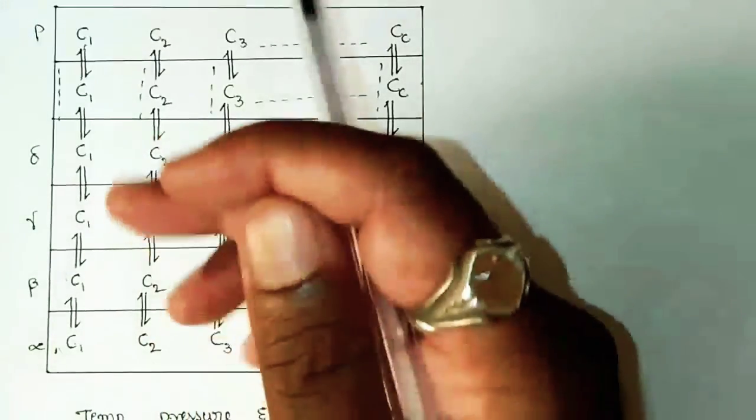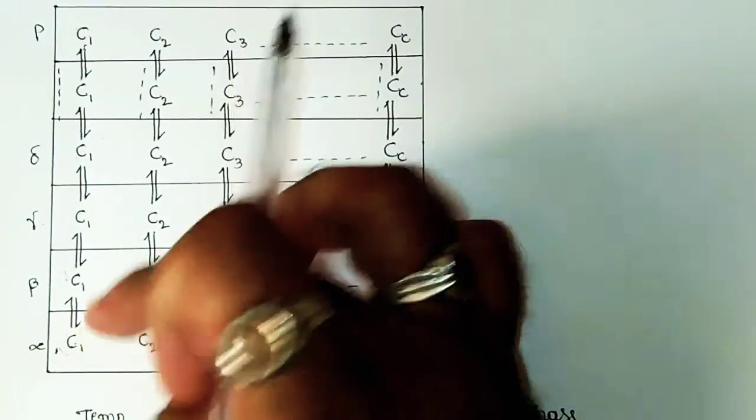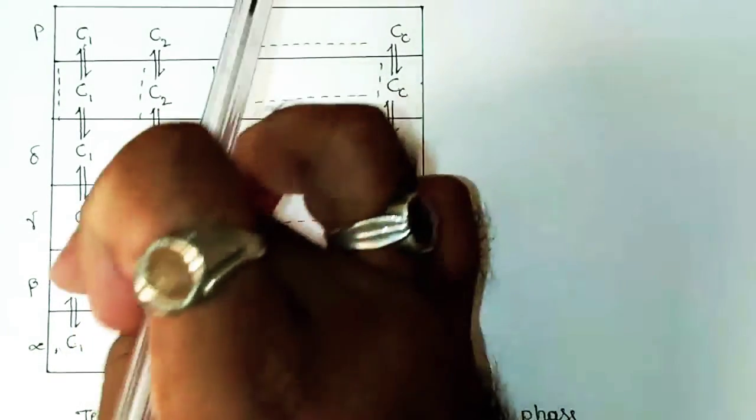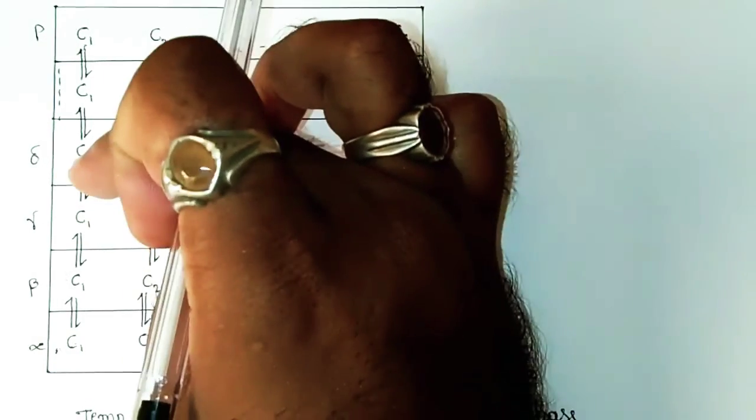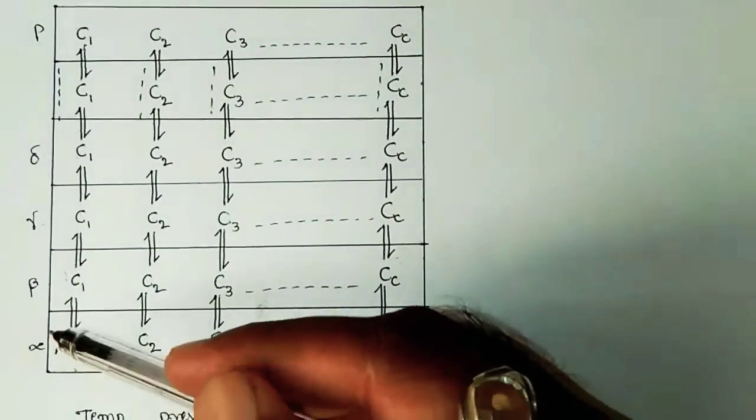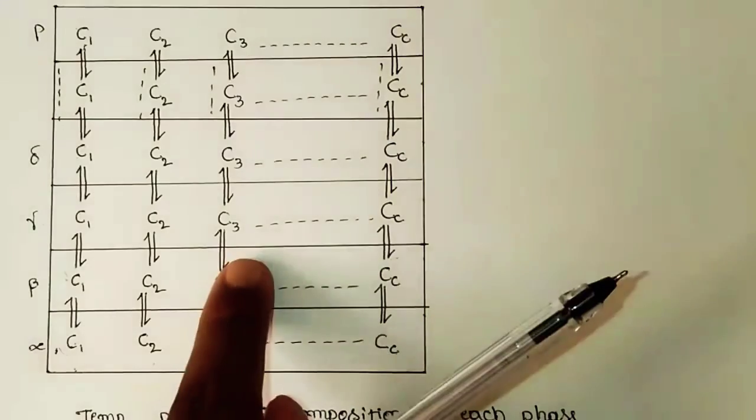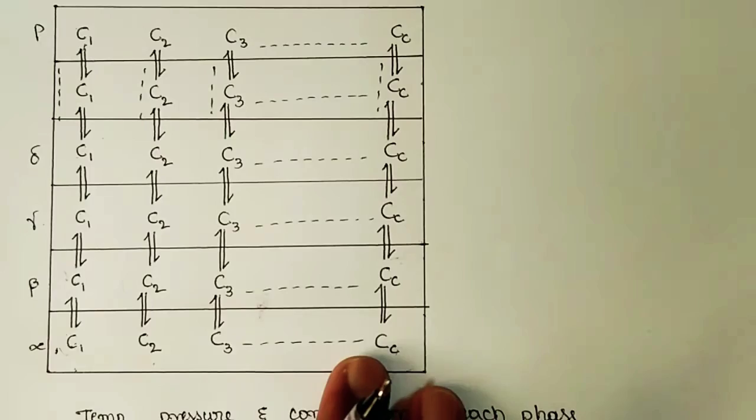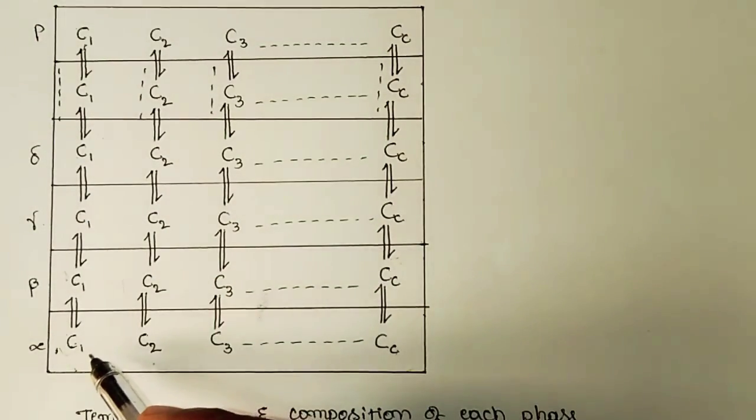So if you consider only these two, between two phases we have one equilibrium relation. Between these two phases we have one equilibrium relation. Between these two phases we have one equilibrium relation, right? So between two phases there will be one relation that we can give. Right. So in order to express that equilibrium, we should be well aware of the chemical potential of each phase.